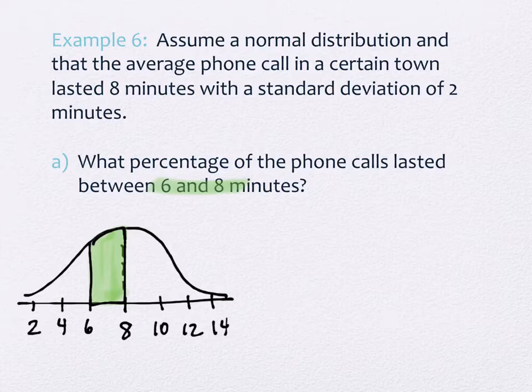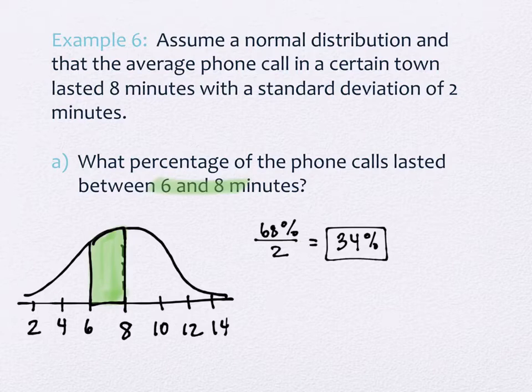Right. So it's just half of that 68 region, right? If I went out the other direction, this would be the full 68 right here, yeah? And I have half of it. So you're right, I have 68%. It's divided by 2. You don't necessarily have to write that, but that is what we're doing. And we have 34%. So approximately a third, that's pretty close to a third, 34% of my phone calls last between 6 and 8 minutes. Is that okay?